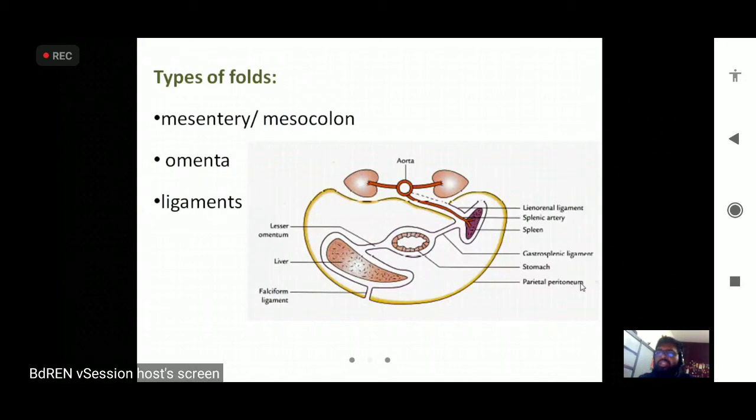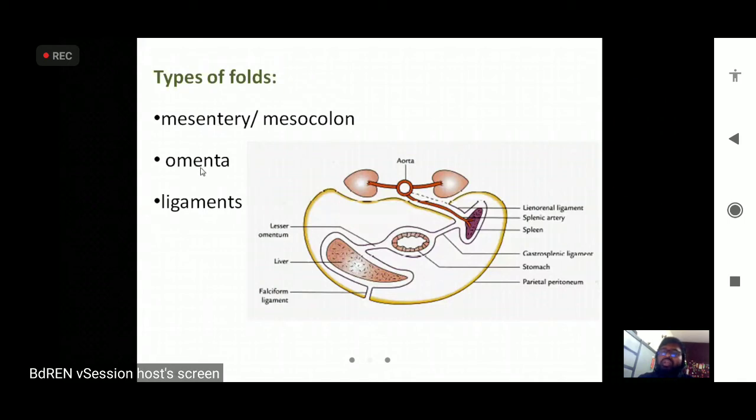In this way, right? Think about this. Now the question is types of folds. How many types of folds are there? Mesentery, omentum, and ligaments. Mesentery means which holds the intestine, the small intestine, and which holds the colon, the large intestine, is called mesocolon.